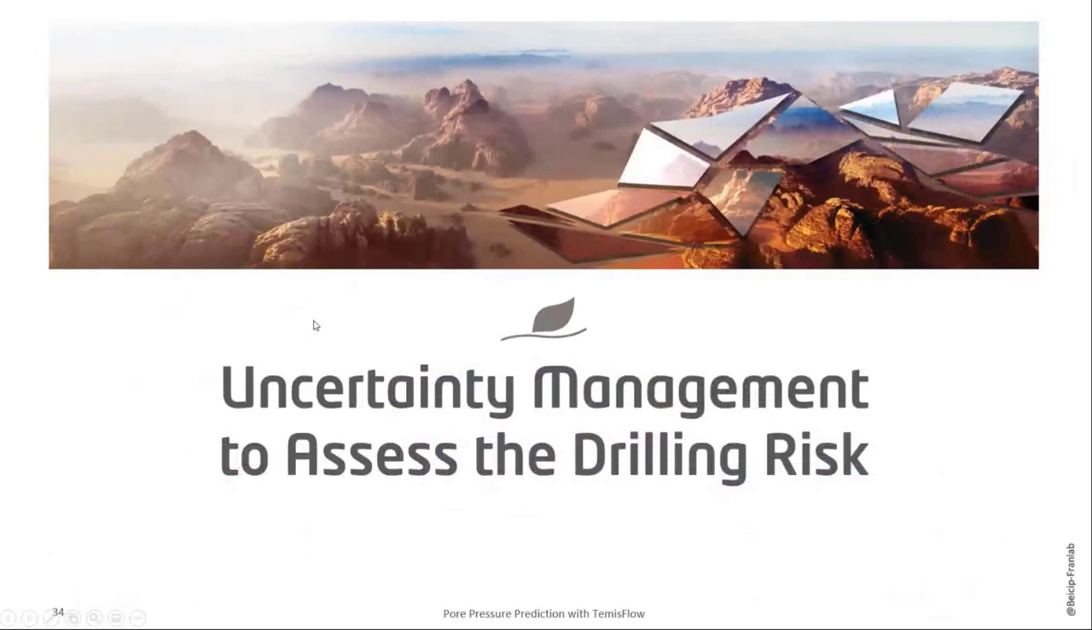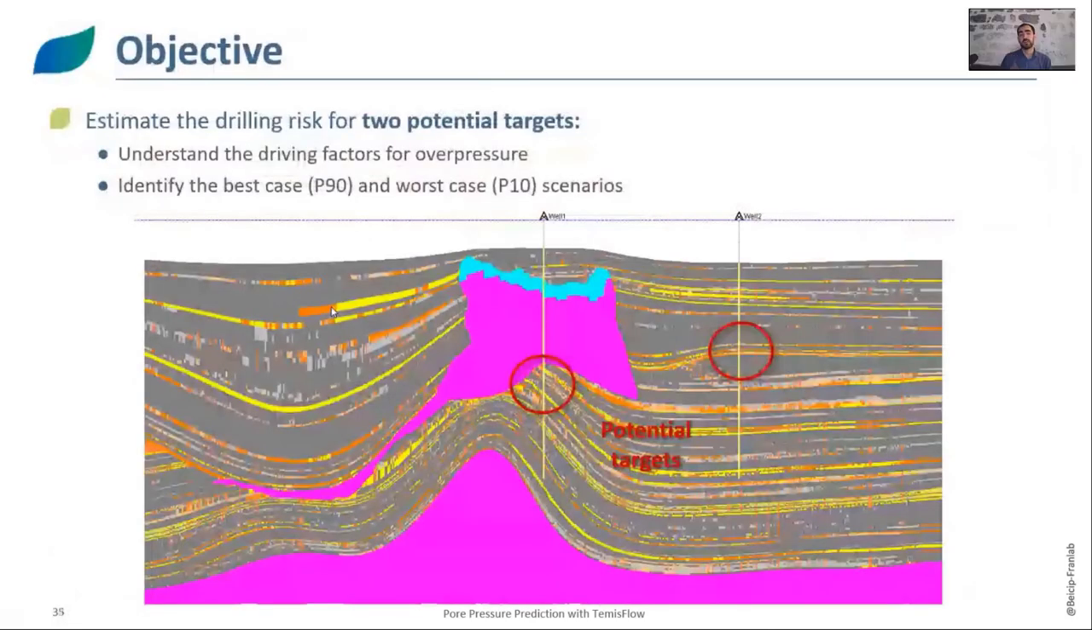So that concludes the case presentations, and I will finish my talk by showing you an uncertainty management to assess the drilling risk, using that SEAM project. Here the idea is to estimate the drilling risk for two potential targets, one located underneath the salt and another one, which would be right here, these reservoirs within that small anticline.